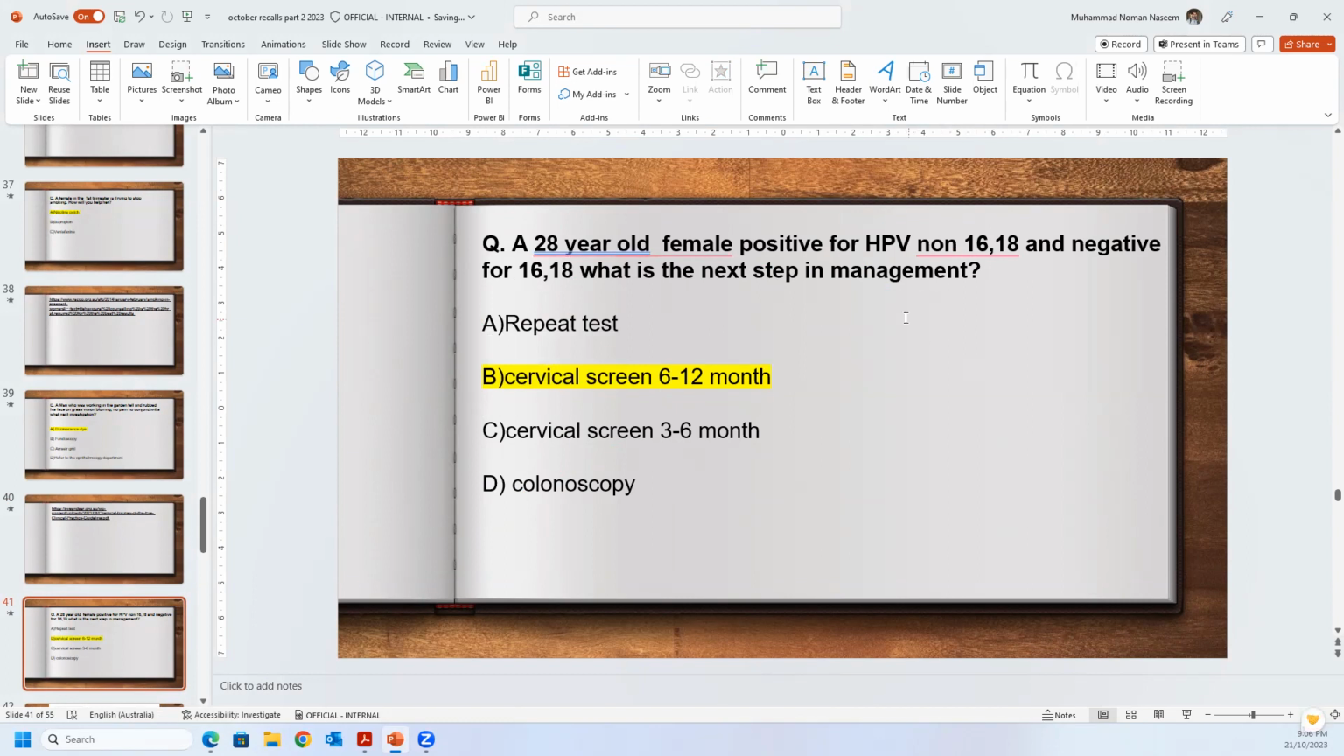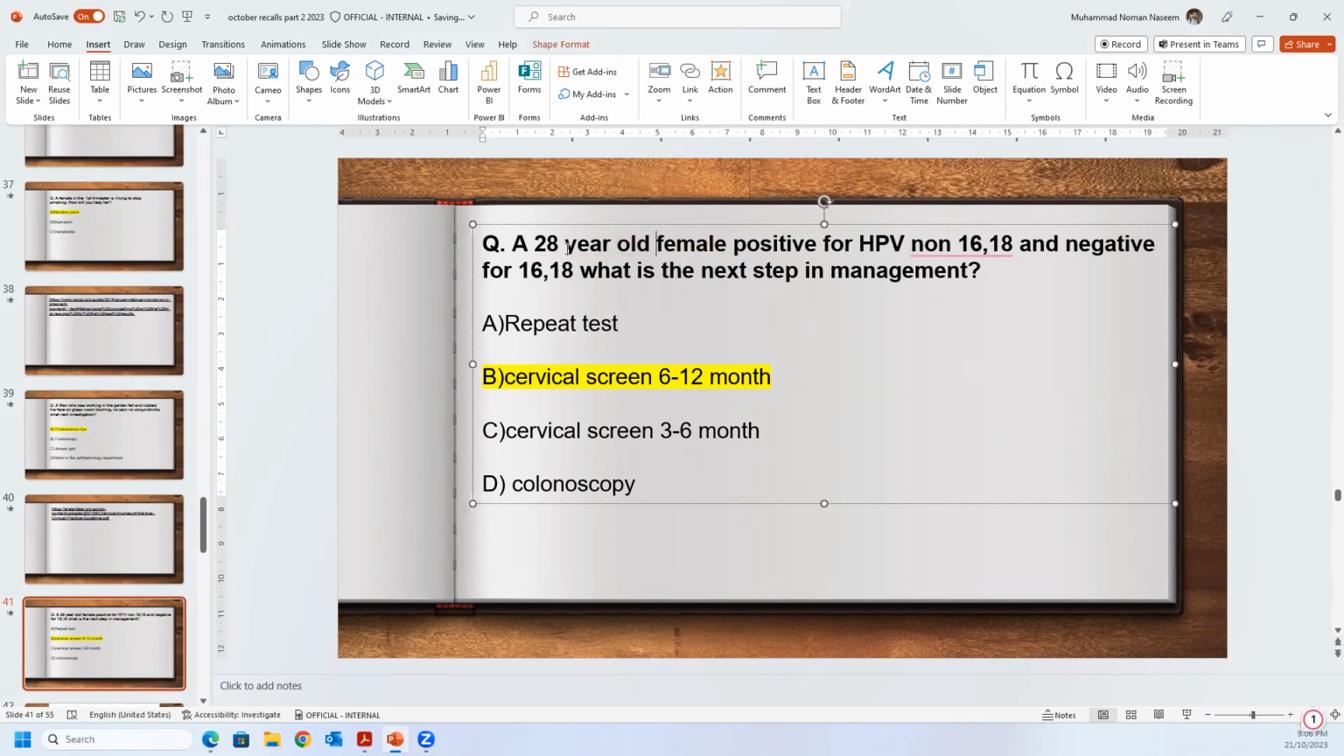So whenever a female is coming to you and we have done our cervical screening test and she is coming positive for non-16 and 18 with the genetic testing or HPV testing, we do a liquid-based cytology. If it is negative or positive, doesn't matter. If it is a non-16 and 18, we repeat the test in 12 months.